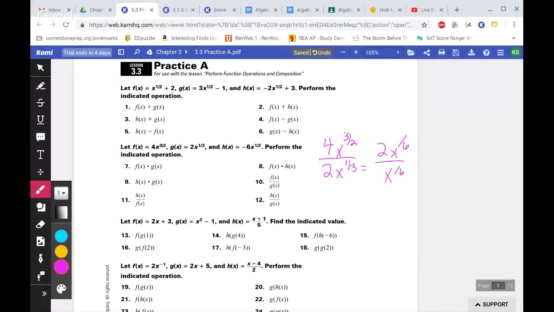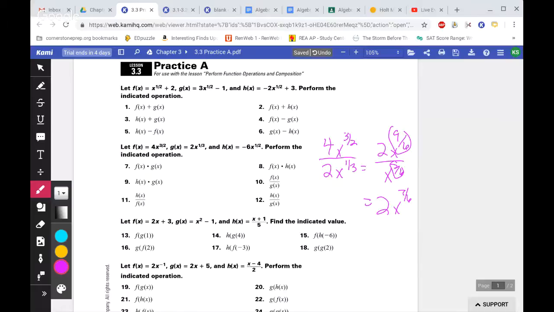2 goes into 6 3 times, and 3 times 3 is 9. So my x to the 3/2 becomes x to the 9/6. 3 goes into 6 2 times, and 2 times 1 is 2. So my x to the 1/3 becomes x to the 2/6. My exponent rules tell me I need to subtract the denominator's 2/6 from the numerator's 9/6. So that's going to leave me 2x to the 7/6.